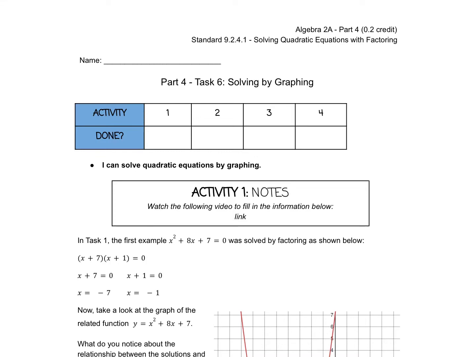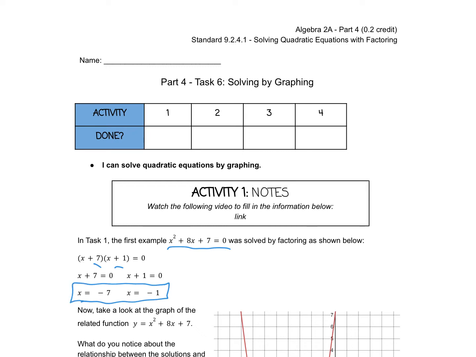In task 6, we're going to do something a little different. Task 6 says I can solve quadratic equations by graphing, which is not the same thing as factoring. Now, in task 1, if you remember back to that first example, x squared plus 8x plus 7 equals 0, we solved that by factoring, finding 7 and 1, which multiply to be 7 and add to be 8, and then set those equal to 0 and solve to get the solutions x equals -7, x equals -1.